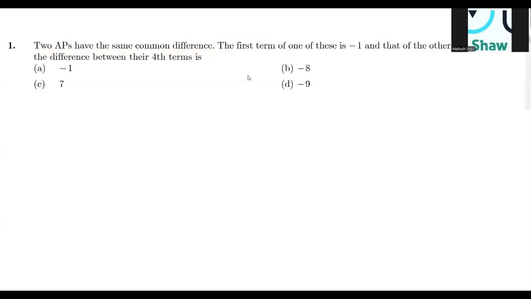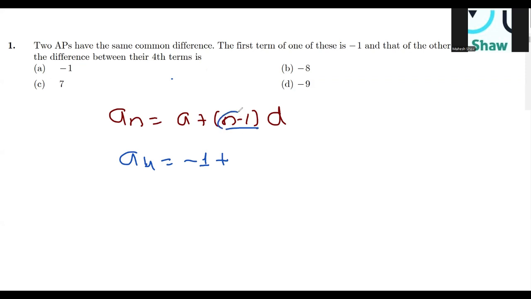So the formula which we are going to apply is clearly for the nth term. We have a_n is equal to a plus (n minus 1)d. Let's see, if I calculate the fourth term of the first AP, right? So fourth term, that means n is replaced by 4. a is -1, so this is -1 plus (n minus 1)d. n is 4 here, so 4 minus 1, that is 3d.